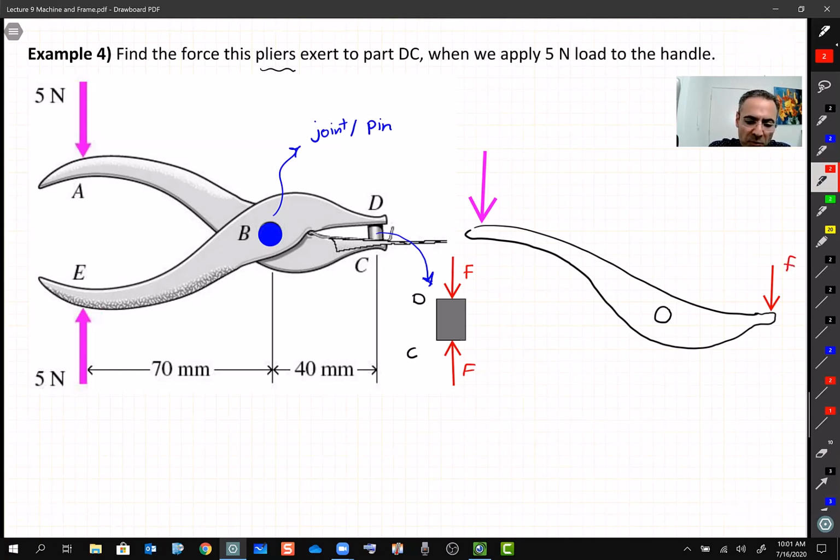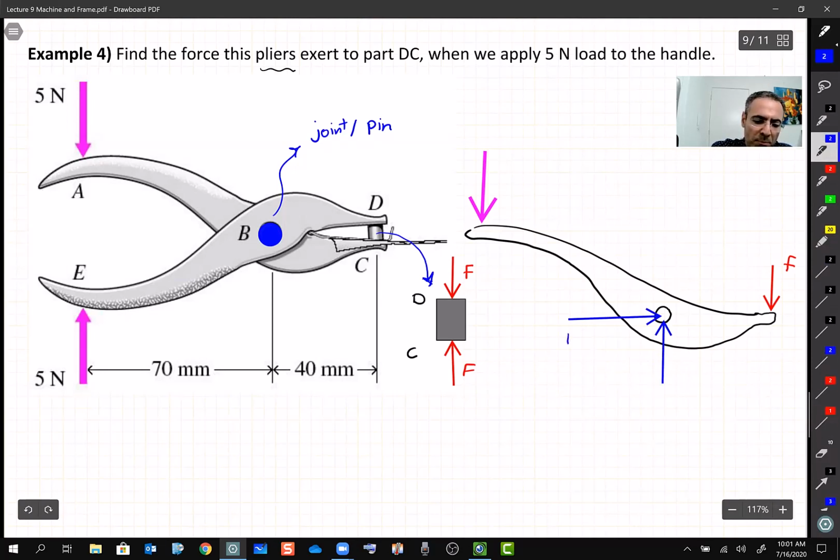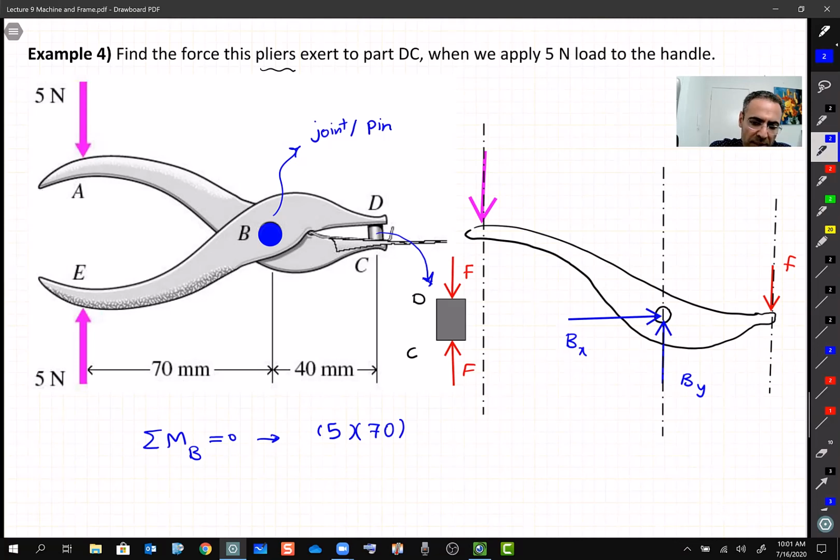What about B? B is a pin. What about a pin? A pin always has 2 reactions, right? It is Bx and By. That's all. So the rest of the solution is really simple. We have this line of action, and we have all the distances that we need. So if I take the moment about point B equal to 0, what do I get? I have 5 multiplied by the distance, which is 70. Remember, we're just looking at this portion of the pliers here.